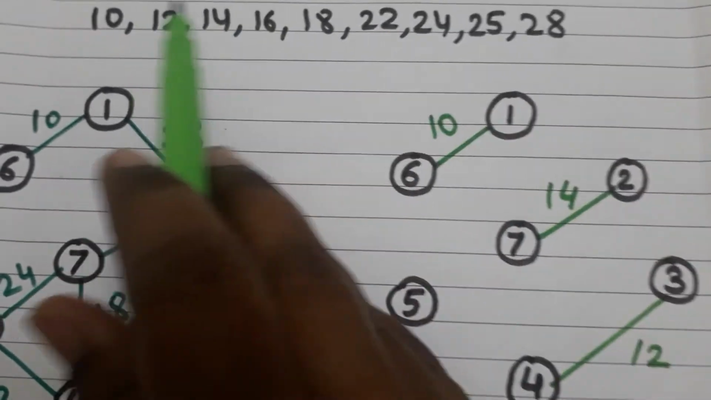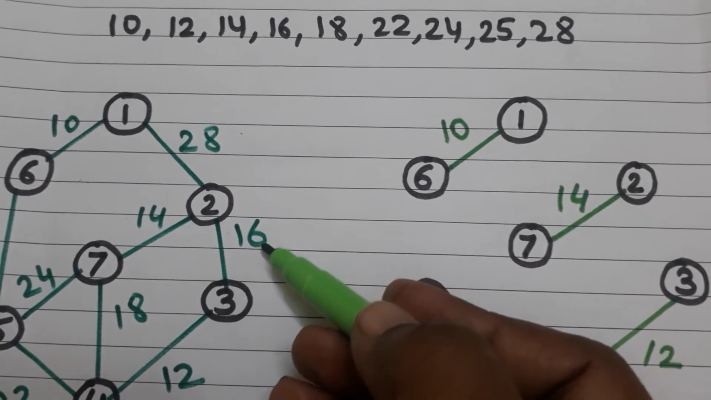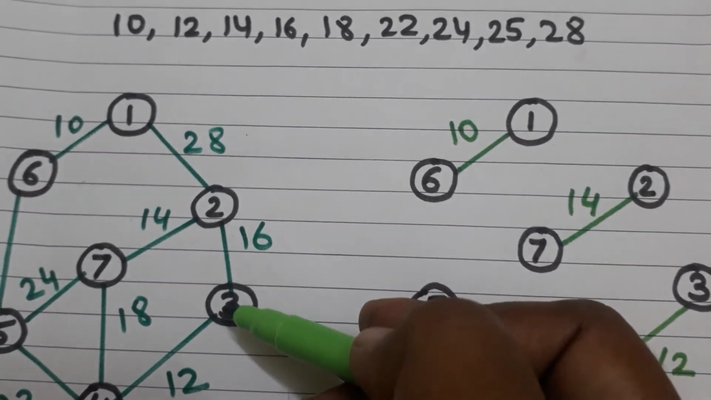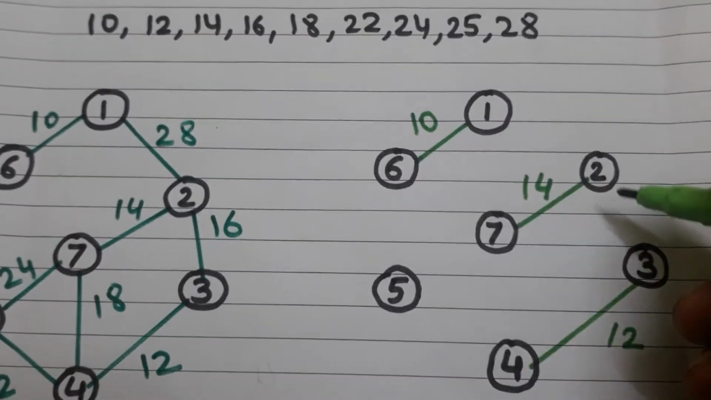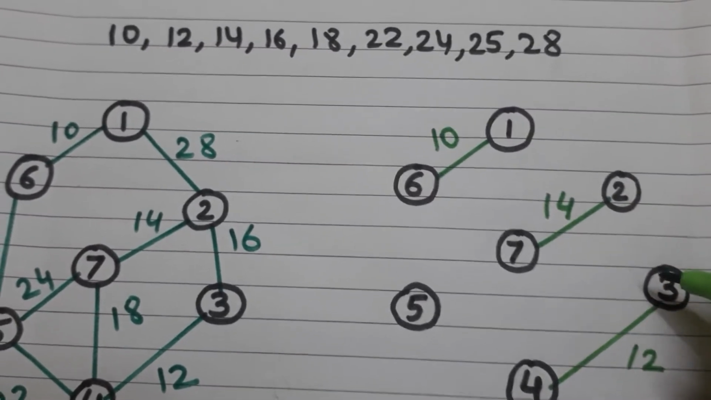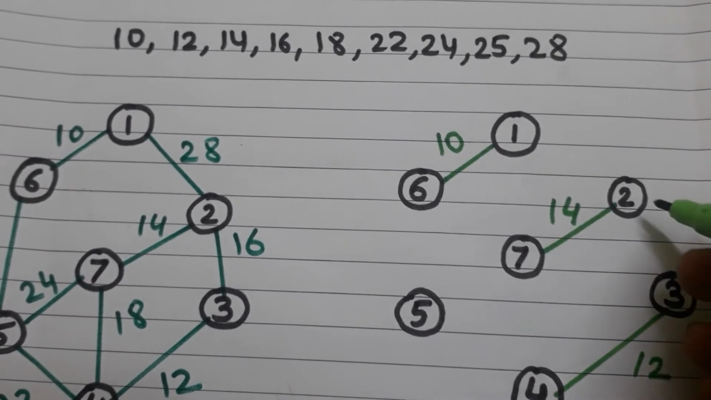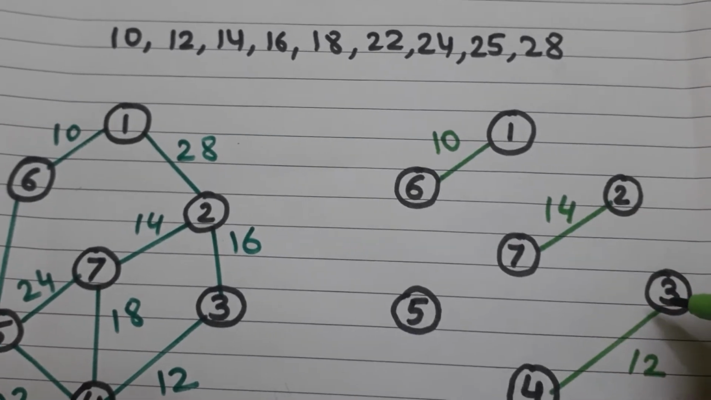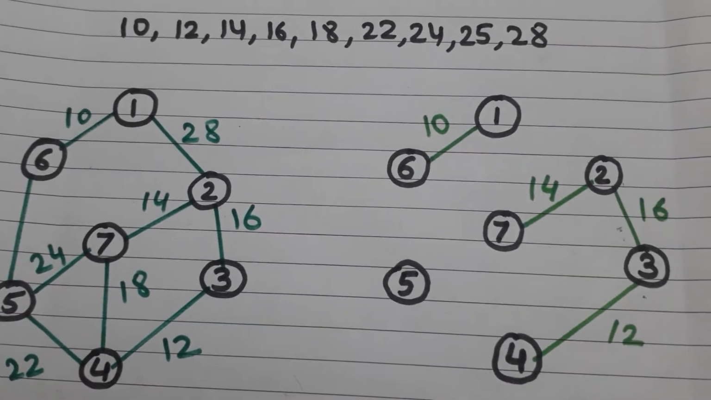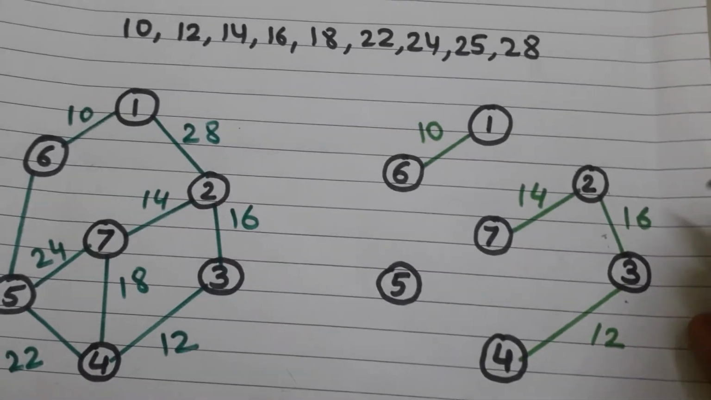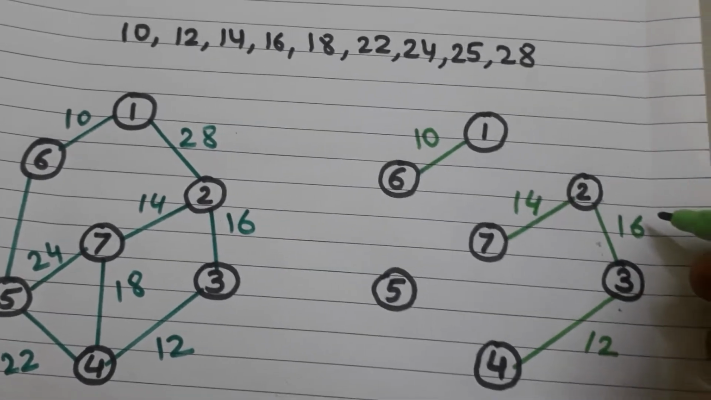Now after 14 the next edge is 16. If we check here, the 16 is an edge from 2 to 3 or 3 to 2. If we add 16 here, it will be okay, which means it will not create any loop. So we will draw an edge from 2 to 3 with weight 16.